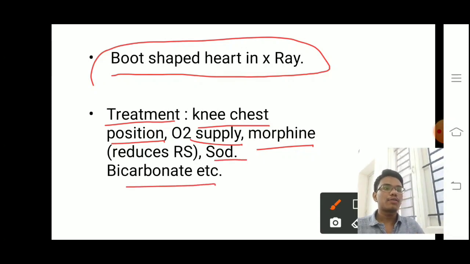Okay, you need not have that much knowledge about this treatment as well as investigation part, you can learn it in medicine. Here I want you to know about pathophysiology in detail, okay, as well as hypercyanotic spell, how it develops and what is the mechanism adopted by the child, or what is the posture adopted by the child to get rid of this hypercyanotic spell, okay.